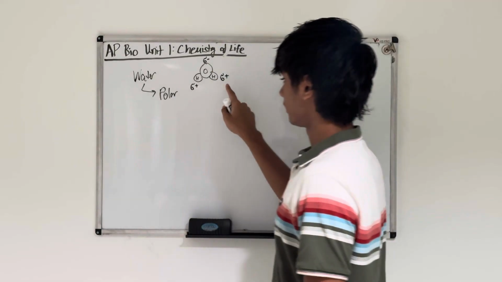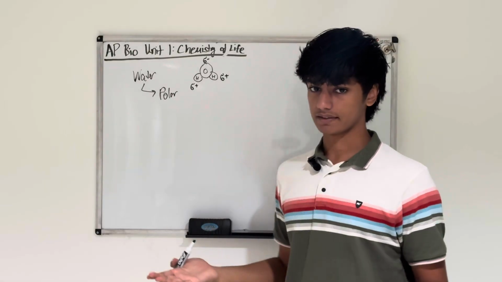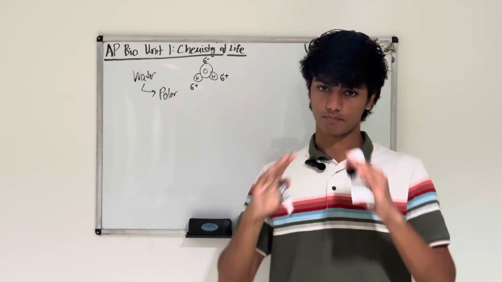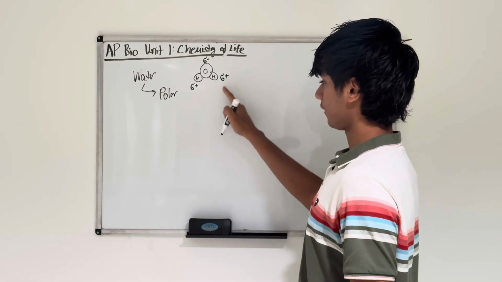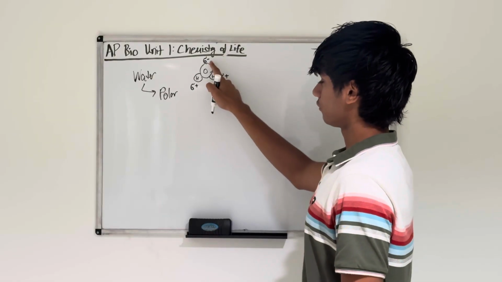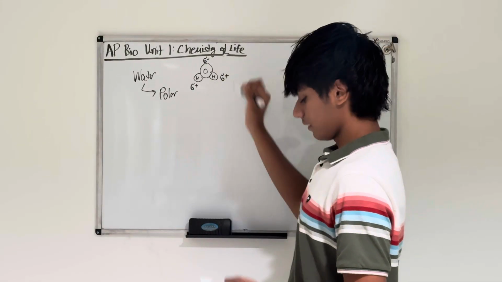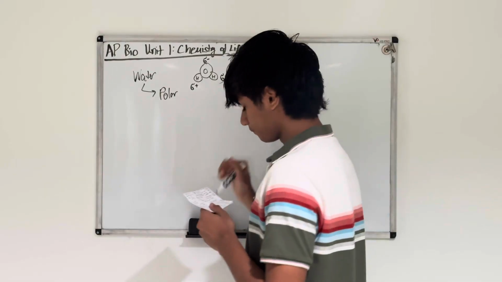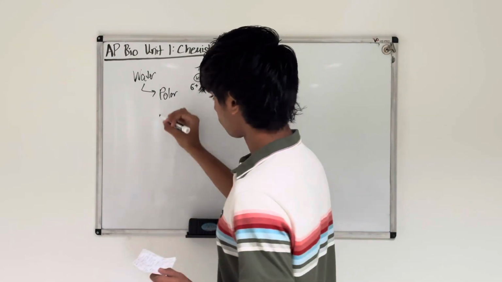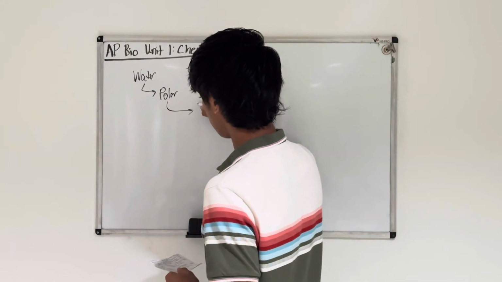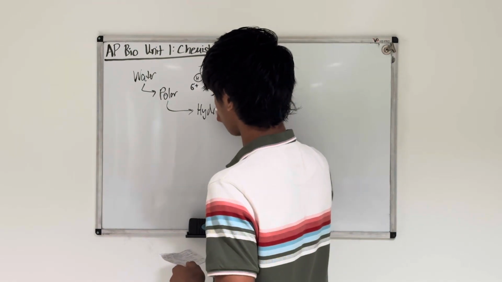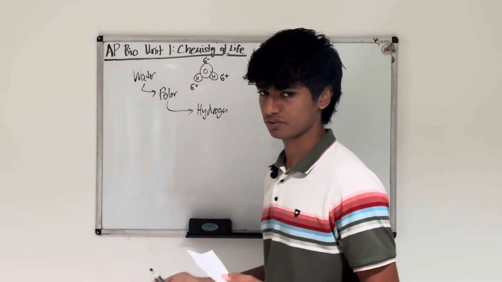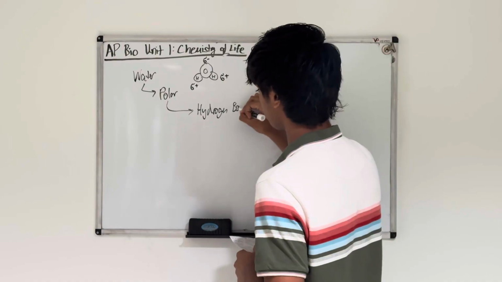The symbol I wrote here is the Greek lowercase delta, and you might remember delta from math. It basically says that we have a little change in positivity here and a little change in negativity here. Because of this polarity, we have this interesting property called hydrogen bonding, which allows for a lot of the properties and functions of life to occur.